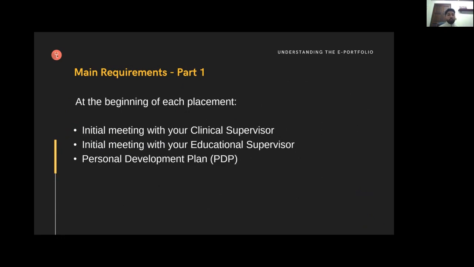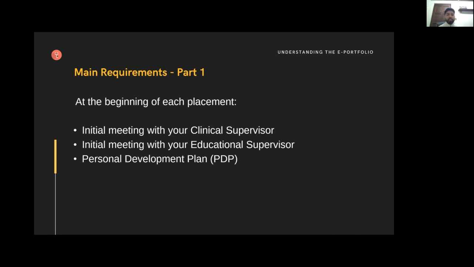So let's go through the main requirements of your FY1 year. At the beginning of each placement, you'll need to arrange an initial meeting with your clinical supervisor, an initial meeting with your educational supervisor, and you need to complete a personal development plan, also known as a PDP, before you have these meetings. In your PDP, you need to state your aims and objectives of your rotation. So you've got 3 rotations. You need to complete 3 PDPs, and they have to occur before your initial meetings.